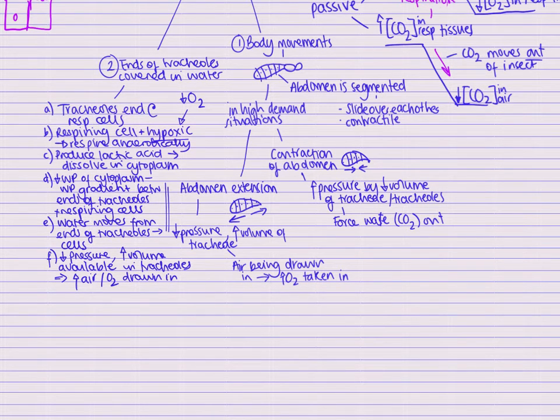Okay, so as you can see, in combination of those body movements and the fact that the end of the tracheoles are covered in water, in highly metabolic situations, so when we are respiring anaerobically, if we're an insect, we're going to get active movement now of oxygen in. So we're working to drop the pressure and increase the volume available in those tracheoles, the tracheae, and try and draw as much air and therefore oxygen in.